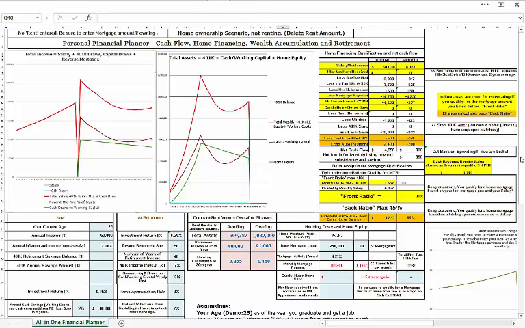Now, I'll just show you a couple of other things. Once you've got your basic data in there, you can come back and change my assumptions. I said the home appreciation rate was 3%. Let's say that was 5%. So I'm coming over here, I enter 5 and watch what happens to the graph. Boom. Look at that.